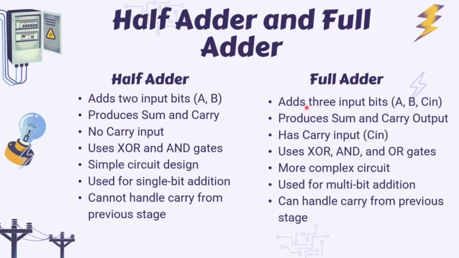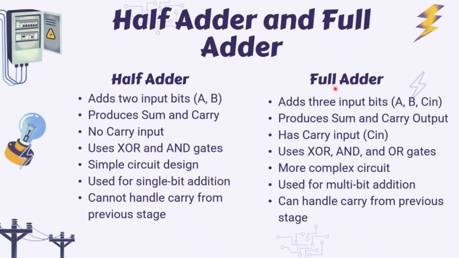Next, we are comparing the half adder and the full adder. Half adder adds two binary inputs, A and B, and produces sum and carry outputs. It uses XOR and AND gates, and its circuit design is simple. However, it has a limitation: it cannot accept carry input from a previous stage. So, it is mainly used for single bit addition.